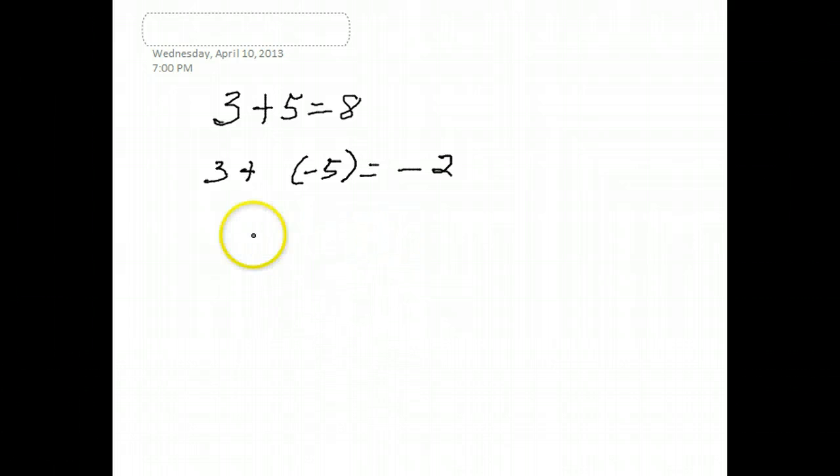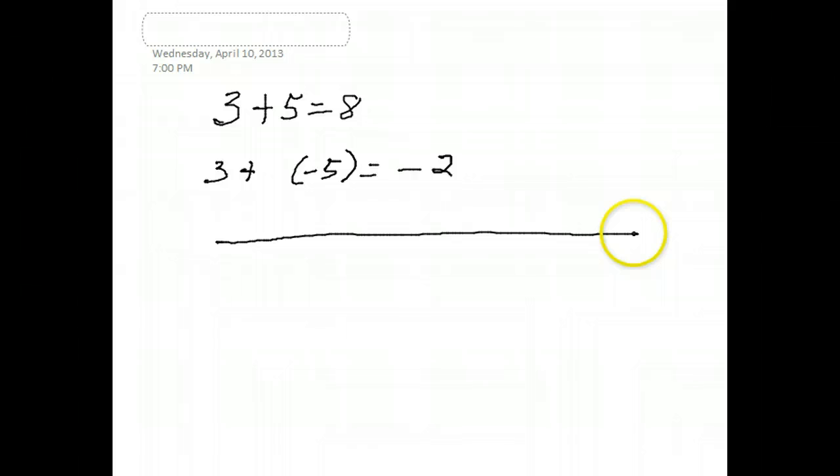Okay, now why is that? Well, if I draw a number line, and this is 0, and 3 would be over here, and then it tells you plus -5.